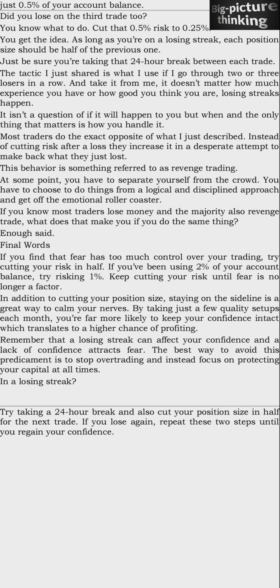Remember that a losing streak can affect your confidence and a lack of confidence attracts fear. The best way to avoid this predicament is to stop overtrading and instead focus on protecting your capital at all times. In a losing streak, try taking a 24-hour break and also cut your position size in half for the next trade. If you lose again, repeat these 2 steps until you regain your confidence.